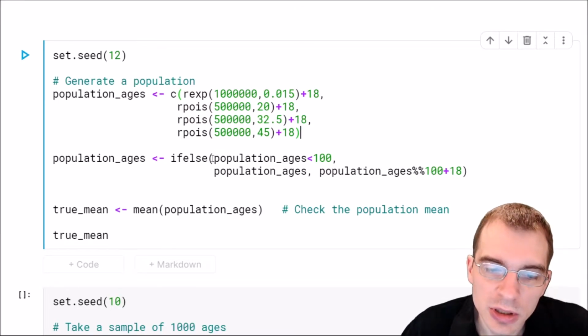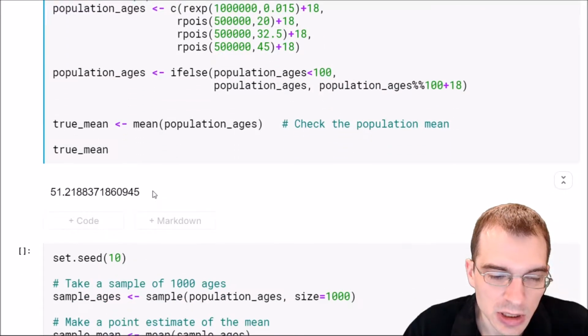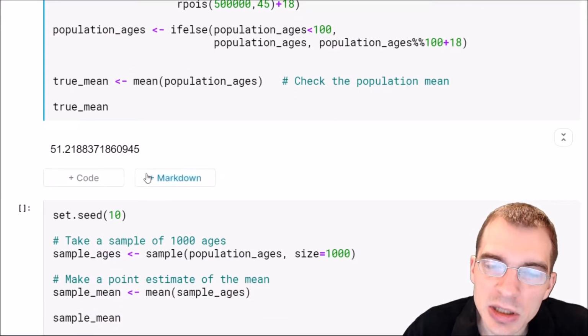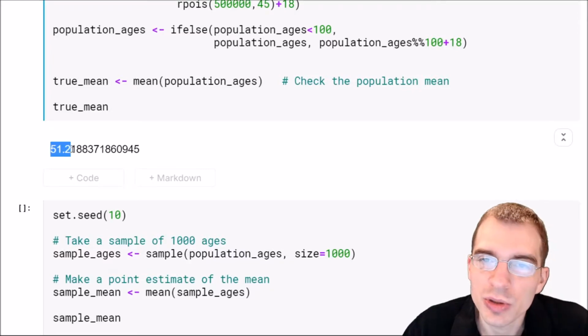And then we're just going to go ahead and find what the average is, so the mean. We're going to save that and print it out. So let's generate this and see what we get as the result here. So the average age in this data set we just generated is 51.2 years old.